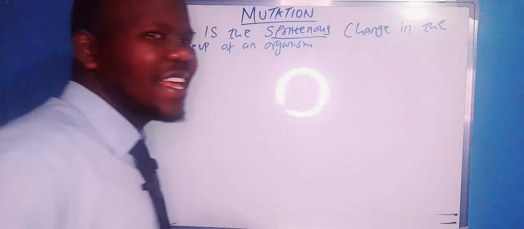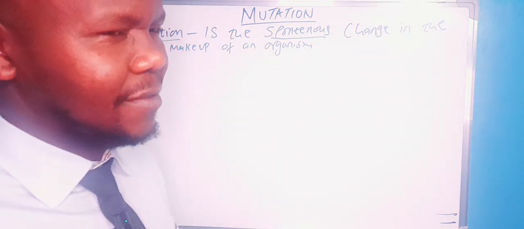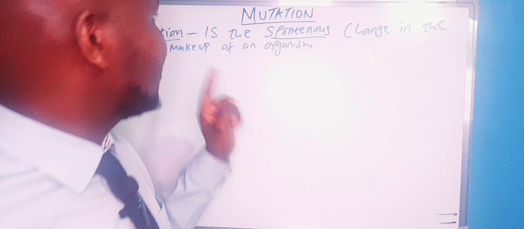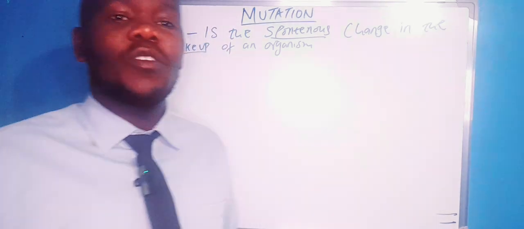We're speaking about what? Spontaneous. Spontaneous means something that can occur very fast. And it's about what? Genetic. It's about genes, genetic makeup of an organism, of which this mutation will have a lot of problems.